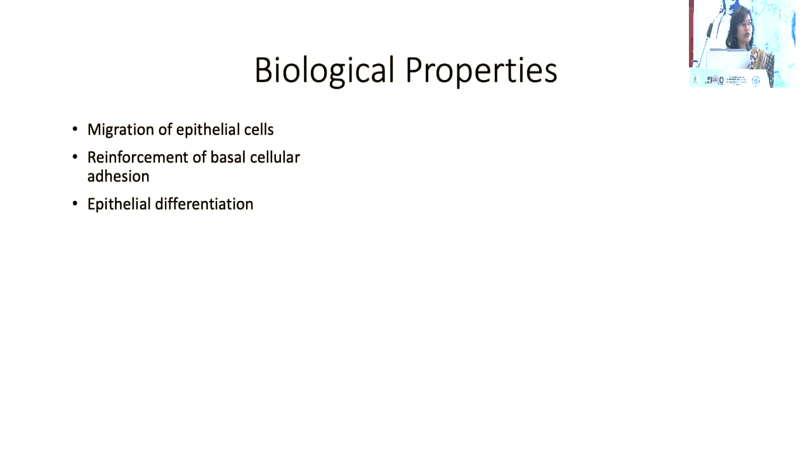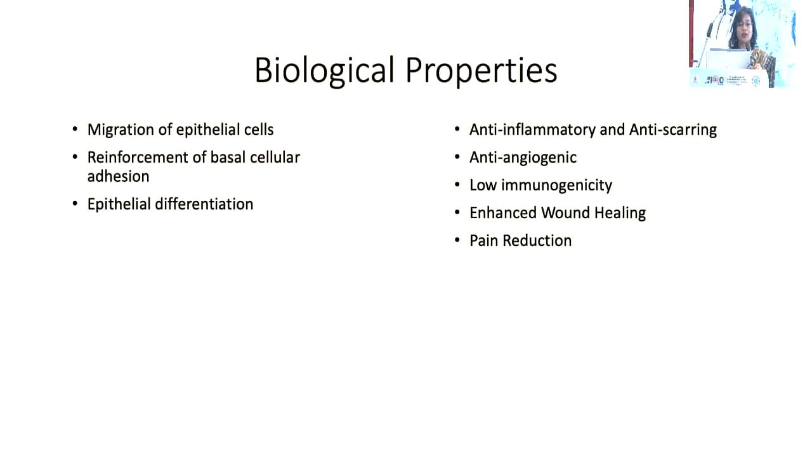It has certain biological properties: it facilitates the migration of epithelial cells. It helps in the reinforcement of basal cellular adhesion as well as epithelial differentiation, which makes it a very good biological bandage. And certain growth factors and anti-inflammatory and anti-fibrotic factors give it an anti-inflammatory, anti-scarring, anti-angiogenic, low immunogenic property, and a membrane with enhanced wound healing capacity, along with pain reduction.